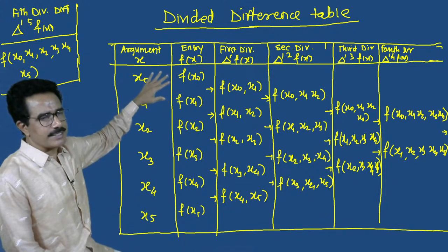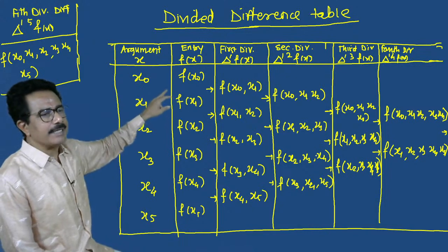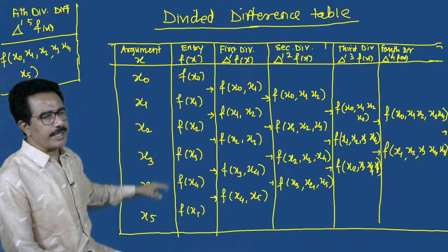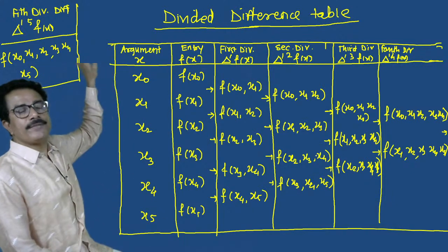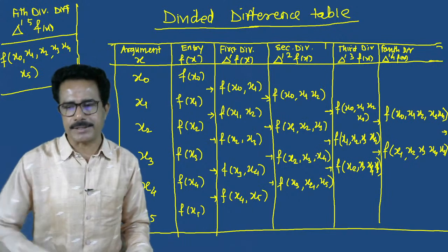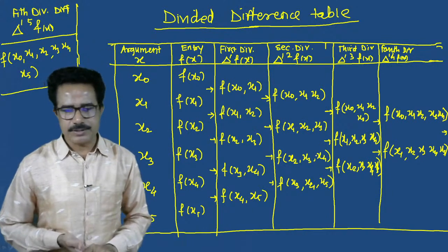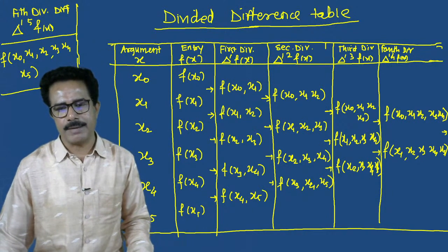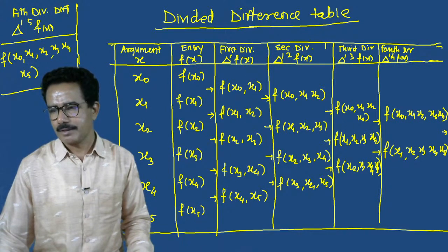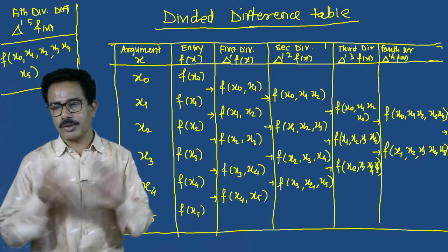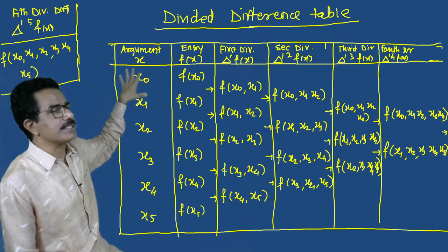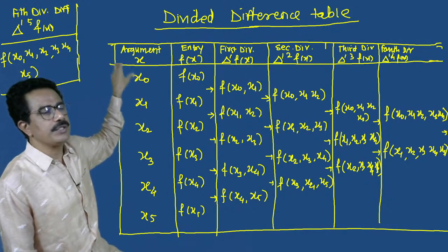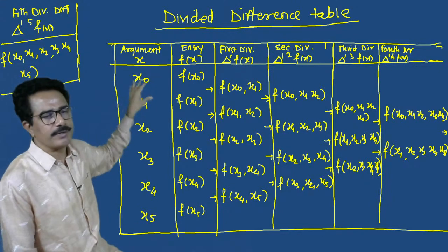Means in this case there are x0, x1, x2, x3, so 6 arguments are given. So we will get the fifth difference constant, means fixed. The fifth difference will be constant. So this is how you have to take the solution. Because what is the last entry? Okay, correct, Pramod Bhosale. The last entry will be, last difference will be f of x0, x1, x2, x3, x4, x5.